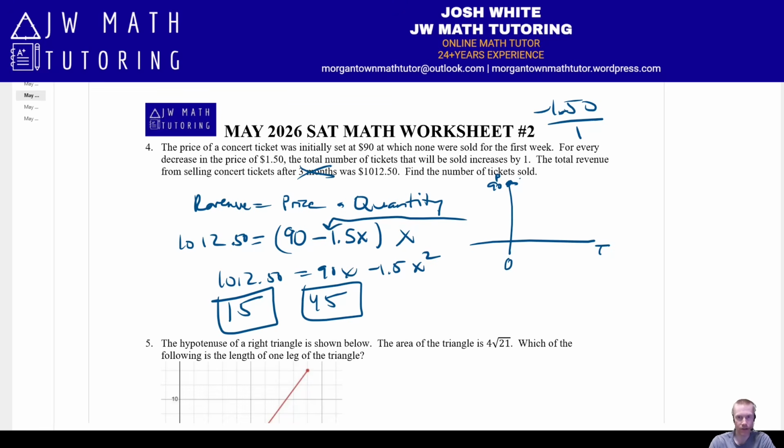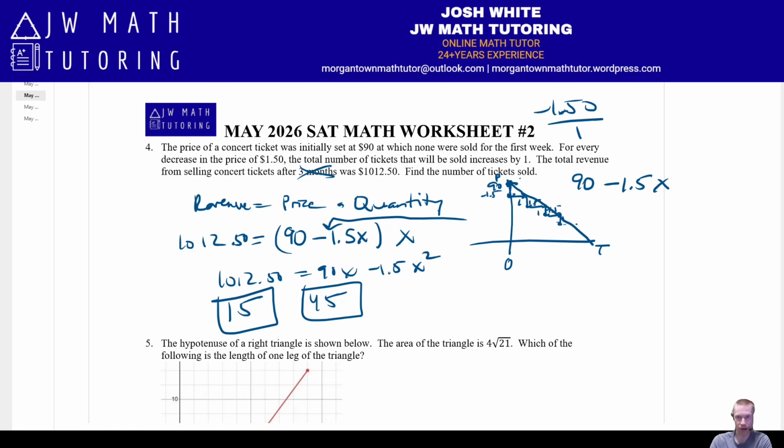And then what's happening is, for every decrease of 1.50, so you go down 1.50, the number of tickets increases by 1, and you go to the right 1. You go down 1.5, you go to the right 1. You go down 1.5, you go to the right 1. Hopefully you're starting to notice the pattern now. Therefore, you have the y-intercept, or a point, and then the slope is negative 1.5x, where x is the number of tickets sold. And this would give you the specific price at any point along this line.